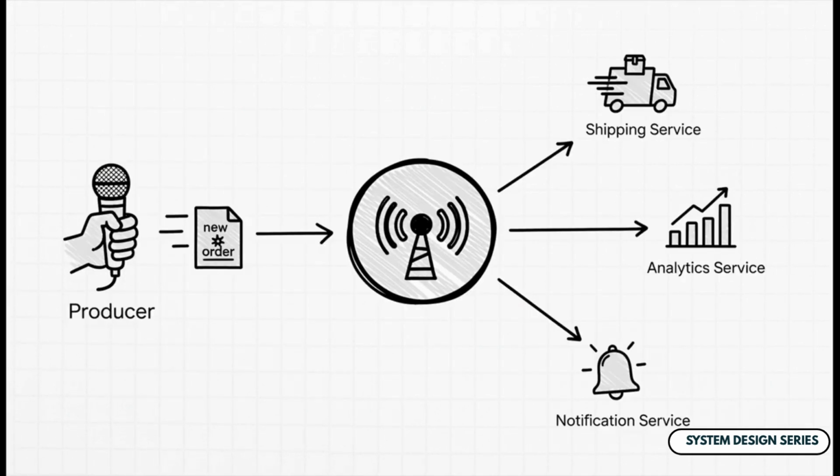The newsletter analogy here is perfect. Let's say an order-placed event happens. The producer just publishes that one event to a topic, then the shipping service, the analytics service, the notification service, they might all be subscribed. And each one gets a copy of that event and can do its own thing with it, completely independently.